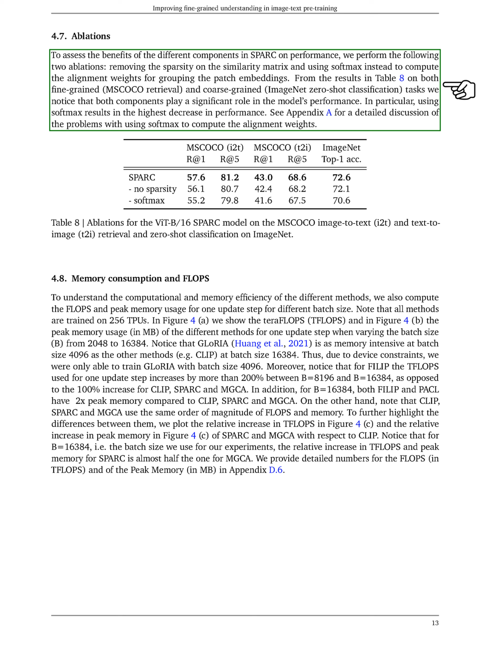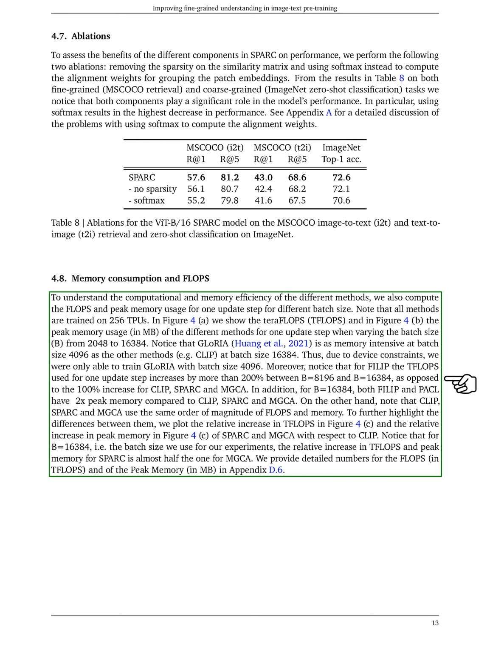Finally, we looked at the computational and memory efficiency of the different methods by calculating the flops and peak memory usage for one update step for different batch sizes. We found that Gloria was as memory-intensive at batch size 4096 as other methods at batch size 16384.